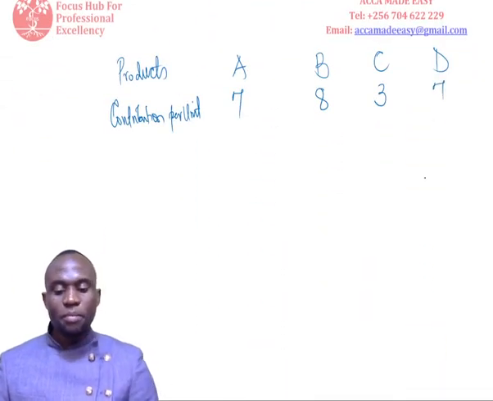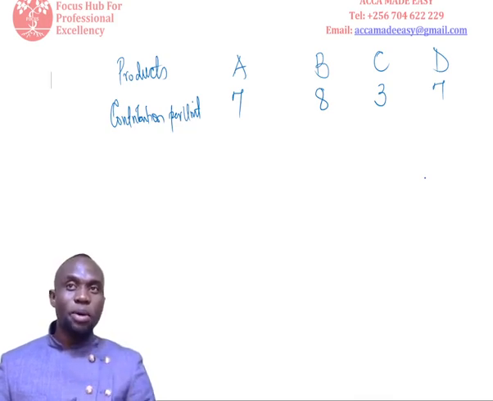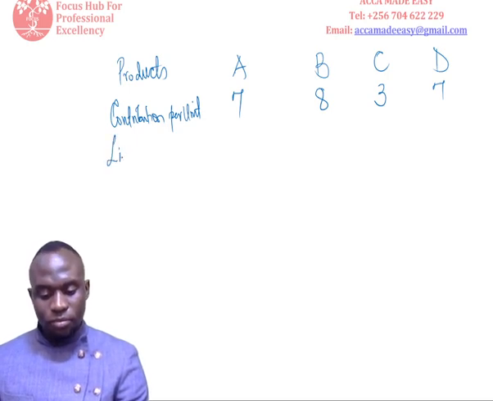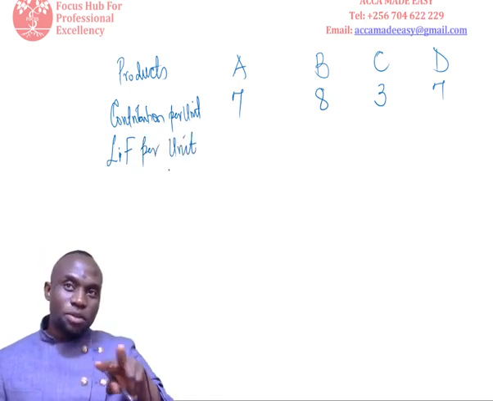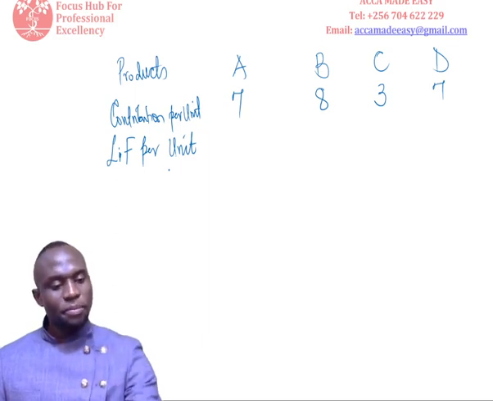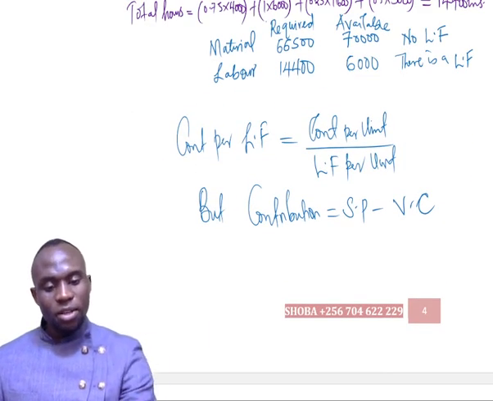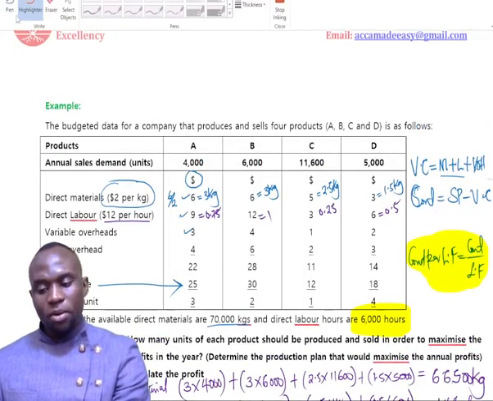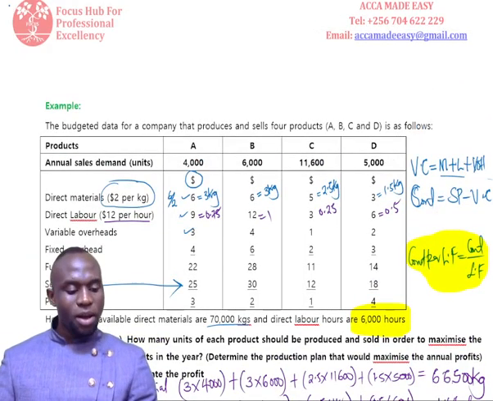So this is 7. So we've calculated contribution per unit. Next, we need to calculate the limiting factor per unit. It simply means the usage of the scarce resource per unit. How much are we using of the limiting factor to produce each unit? So we've identified that labor hours is the limiting factor. So what is the usage of the labor hours for each unit?